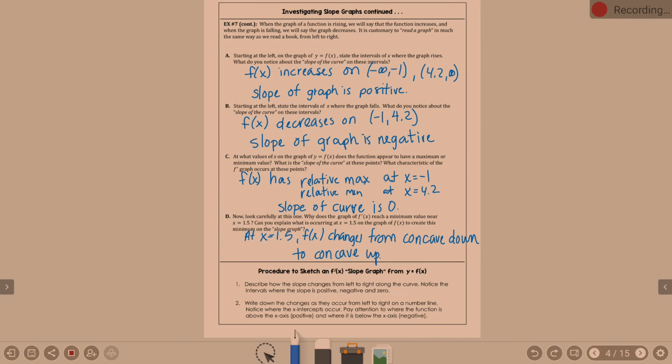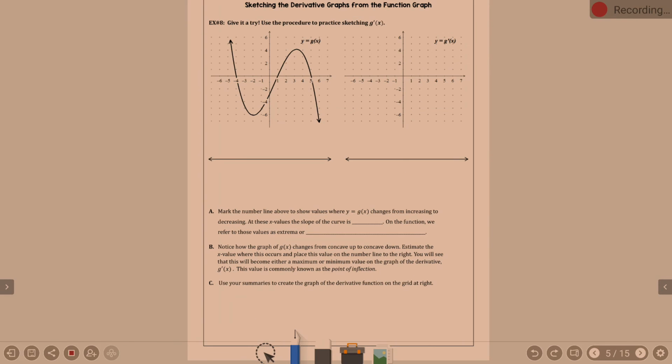With this in mind, we are given g of x. Our job is to sketch g prime of x, yes? So what we need to think about is what's happening with g and then g prime. So we need to think about it in terms of slope, yes? As we look at g, what's my slope initially doing?